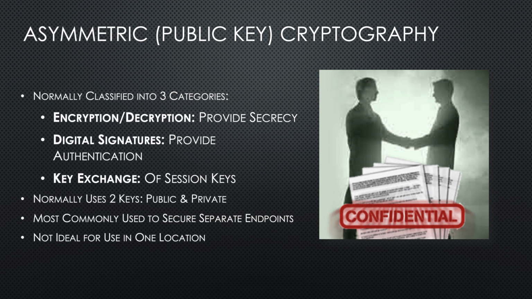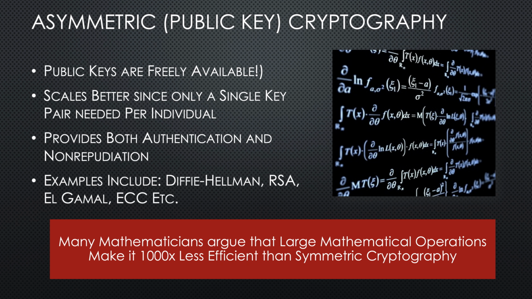When we think about public key cryptography, typically it uses a public-private key pair. The key space tends to be a lot smaller. Again, this is quite useful for providing secrecy, but also providing authentication and integrity for services. Public keys are freely available. They scale much better since only a single key pair is needed per individual. It provides both authentication and also non-repudiation. And Diffie-Hellman, RSA, ElGamal, and elliptic curve cryptography are all examples of this.